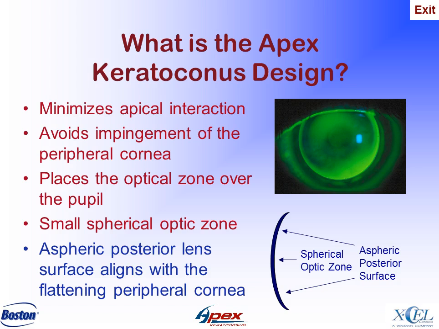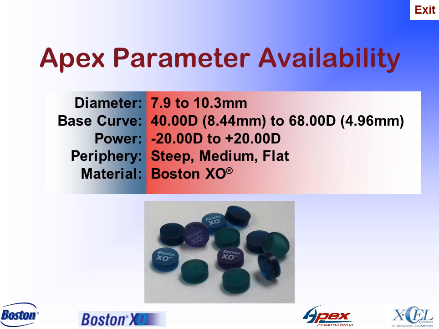In addition, the posterior lens surface has enough eccentricity to adequately align with the flattening seen in the peripheral keratoconic cornea. To handle the wide range of keratoconic patient needs, the X-Cel Apex design has an extensive parameter availability. Diameters are available from 7.9 to 10.3 millimeters. A full base curve and distance power range is offered, and the periphery can be adjusted to a steep, medium, or flat edge lift. And the lens is available in the 100 DK Boston XO material.